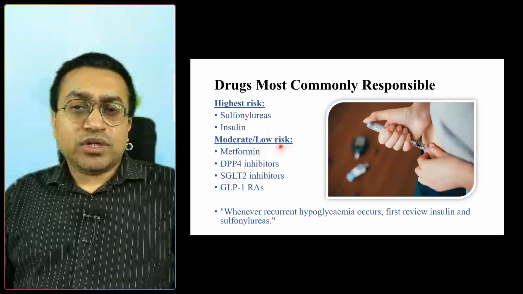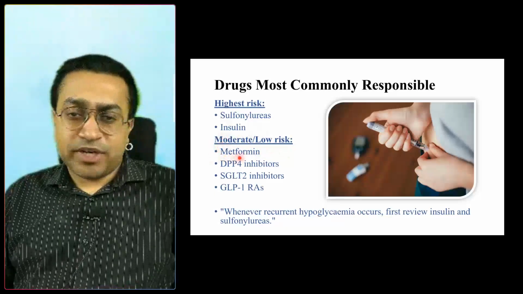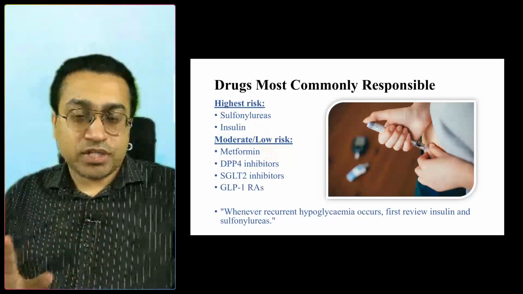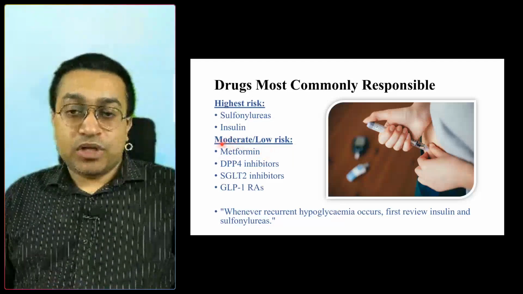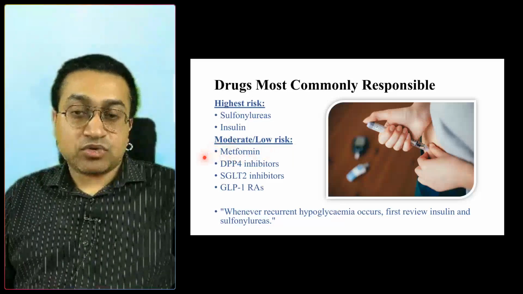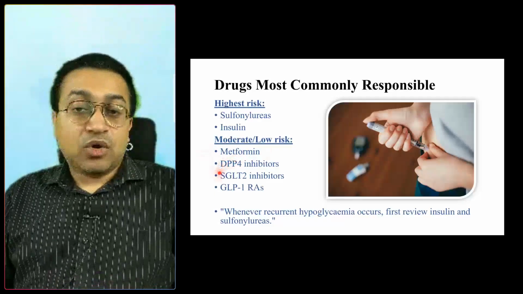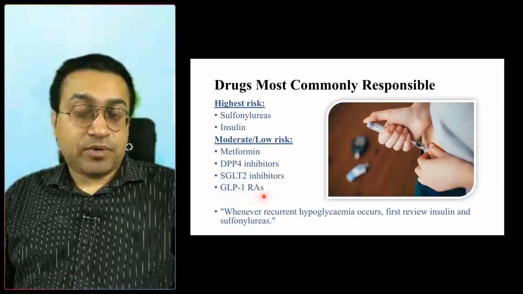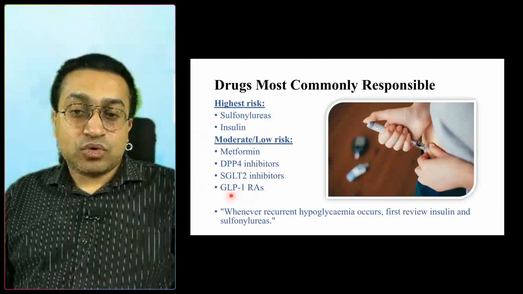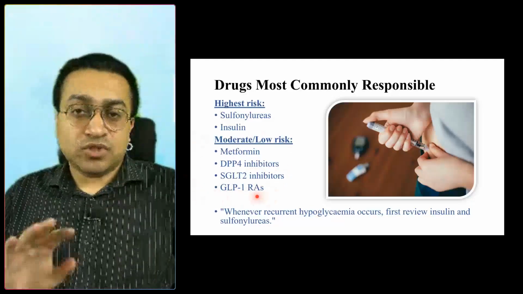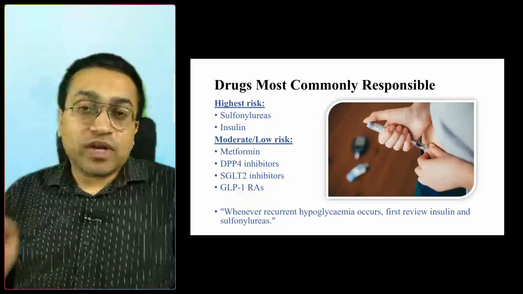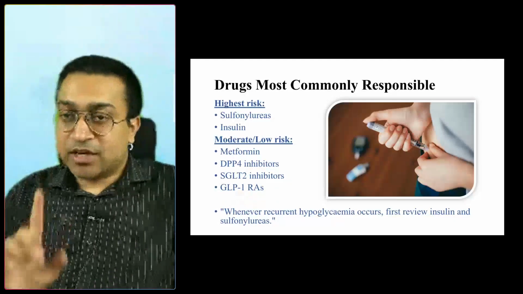Then moderate to low risk: metformin is completely safe. It's not the biggest cause of hypoglycemia, but yes, you have to be wary of this medicine also. Even the DPP-4 inhibitors, along with the SGLT2 inhibitors and the GLP-1 receptor agonists. All these newer treatments are good, no doubt. They will not cause severe hypoglycemic episodes, but understand one very important fact.